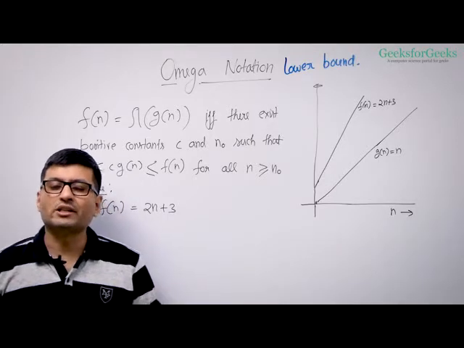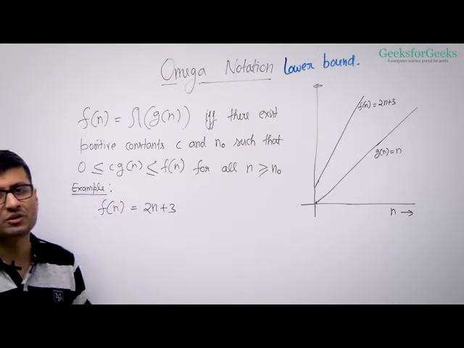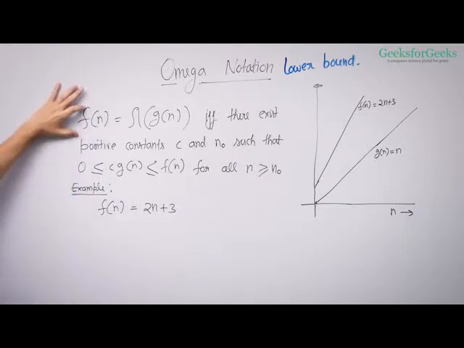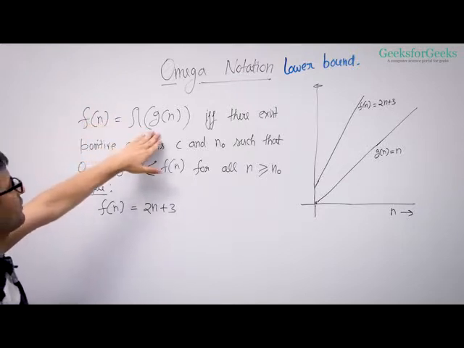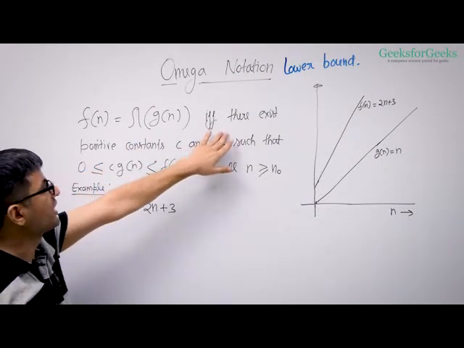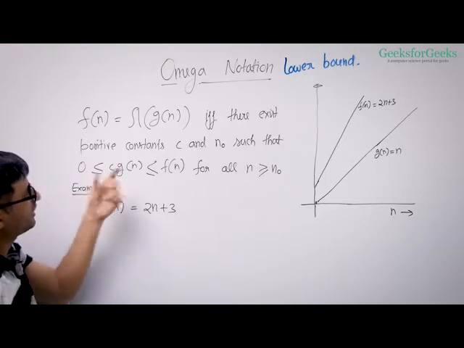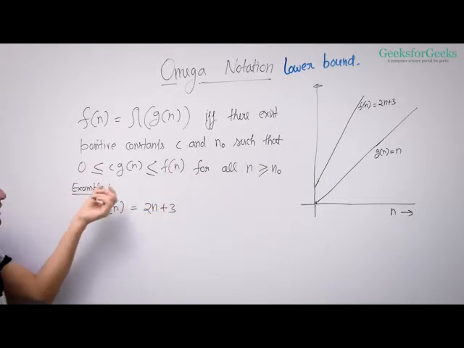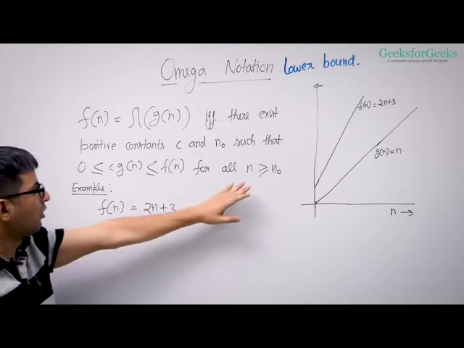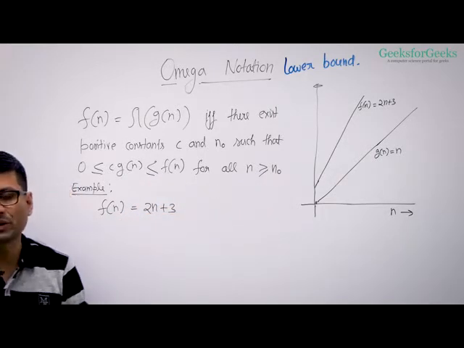Let us take a look at the mathematical definition of omega notation. The definition says that f(n) is equal to omega of g(n), or big omega of g(n), if and only if there exist positive constants c and n naught such that c of g(n) is smaller than or equal to f(n) for all n greater than or equal to n naught.